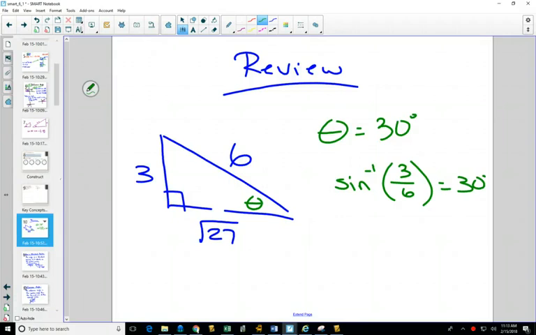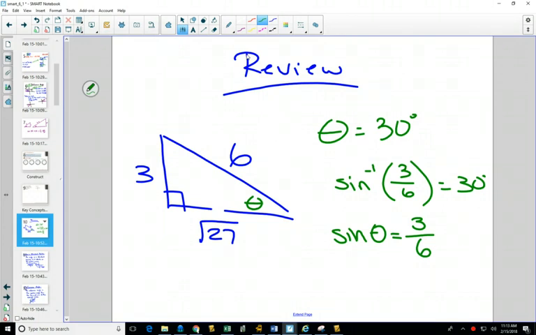Now this is based on, we use sine and 3 and 6. How come? Because you know that sine is the opposite over the hypotenuse. Maybe some of you would even set it up first by writing that. I know that sine of that angle is the opposite side divided by the hypotenuse, and I get 3 over 6.